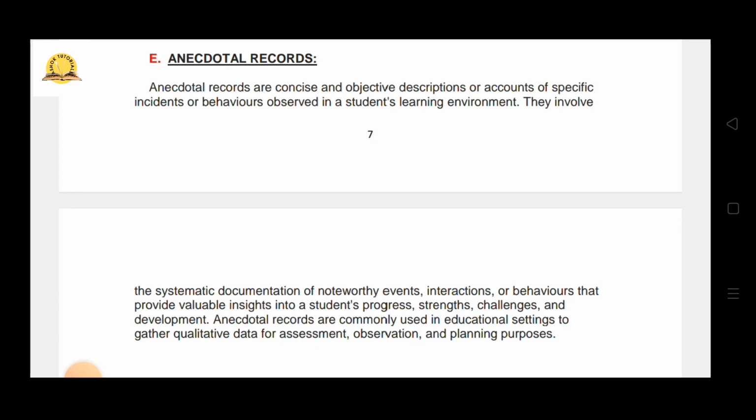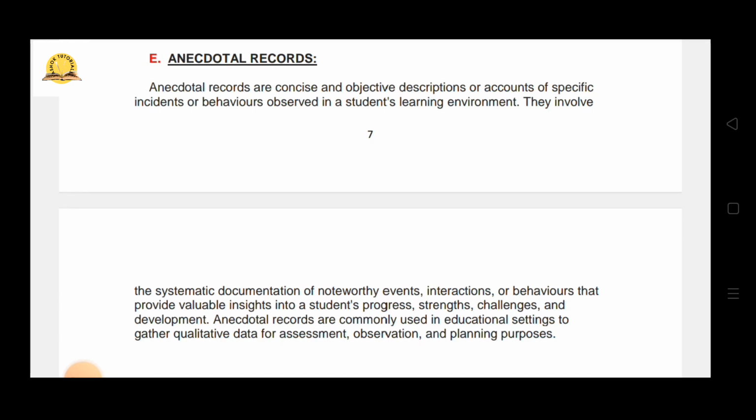They involve systematic documentation of noteworthy events, like the interaction of the child with the environment. All of these are child study methods, so this will be quite similar, but not the same. It is similar, right? That's why you see the same terms over and over again.